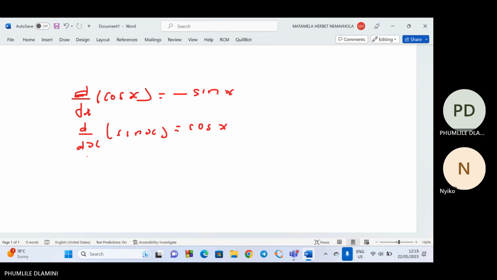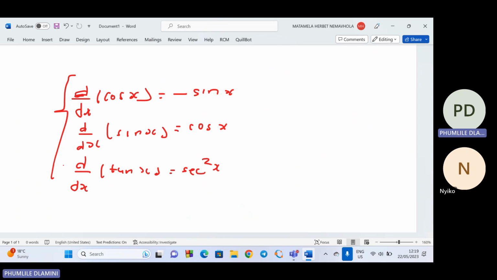Then d over dx of tan x, the answer is equal to sec squared x. So this one you can remember. Now, when you remember this one, for example, how did we get sec squared x? Sometimes the question might want you to prove this one.